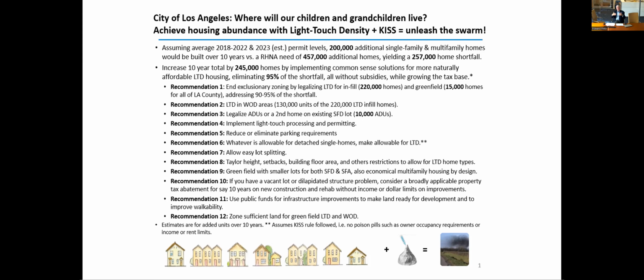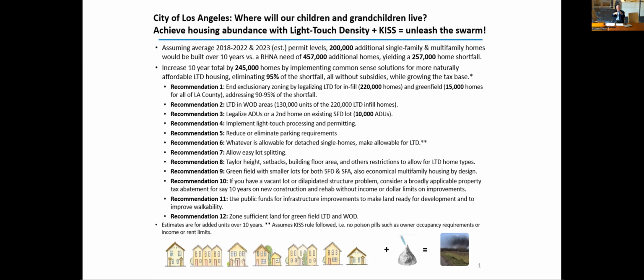So again, if the market were left to its own devices, we think it would shift to going to the infill rather than the ADUs, but we still estimate there would be 10,000 ADUs built. The total of all that's 245,000, which would eliminate 95% of that shortfall. Again, City of Los Angeles and other cities, they're wearing their ruby slippers.